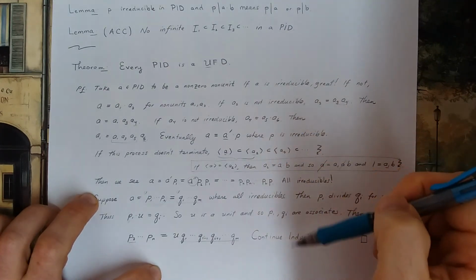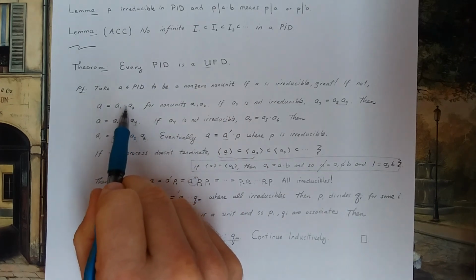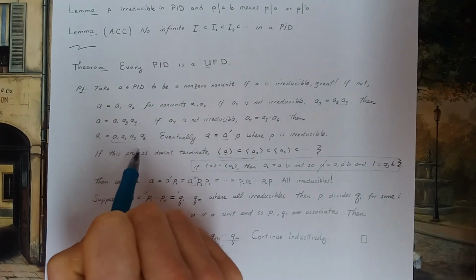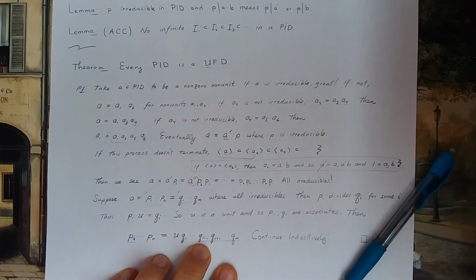So there was a lot of details to check there, but the main idea was just take an element A, break it up, break those terms up, break those terms up. Eventually you get an almost unique product of irreducibles. All right, wonderful.